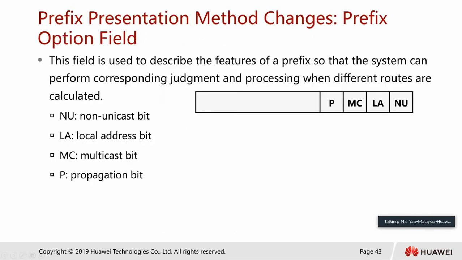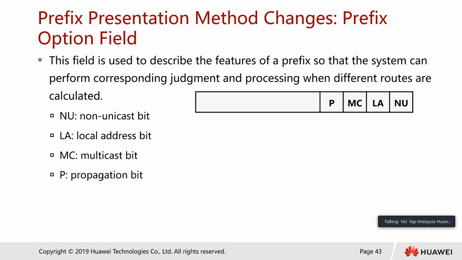Okay, so first over here, they will show you the prefix, the prefix option field. So what's the difference between OSPFv2 and OSPFv3? Inside the prefix presentation method, there were some changes inside the prefix option field. The field is used to describe the features of the prefix so that the system can perform corresponding judgment and processing when different routes are calculated. So the types of route calculation here are NU, LA, MC, and the P bit. That is the prefix option.